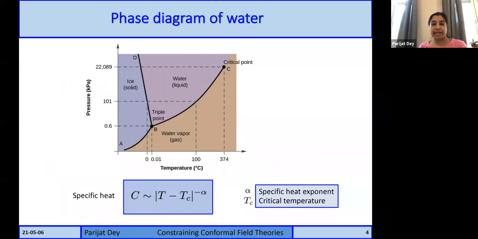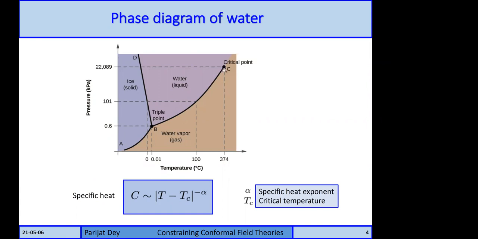So this is the phase diagram of water. So this is a pressure versus temperature curve, and it has three phases: ice, water, and water vapor. And these are the boundaries that separate these different phases. And this is the critical point. I hope my cursor is visible. Yes, it is. Okay.